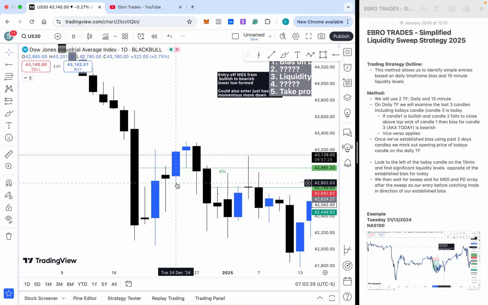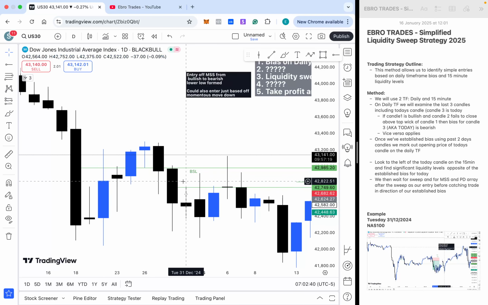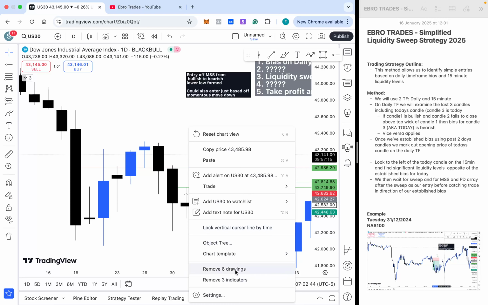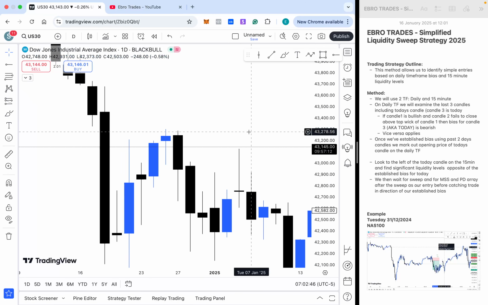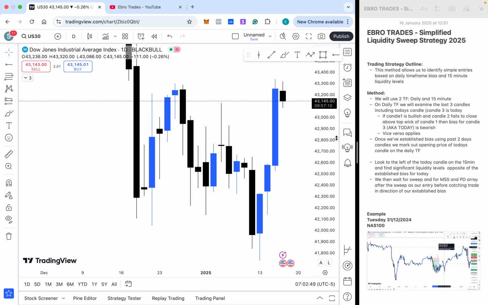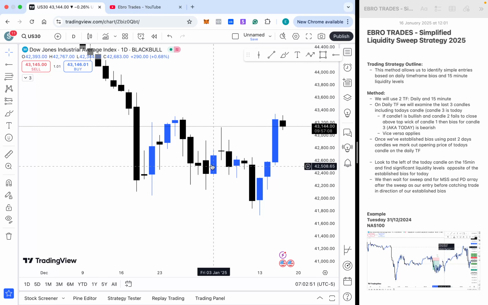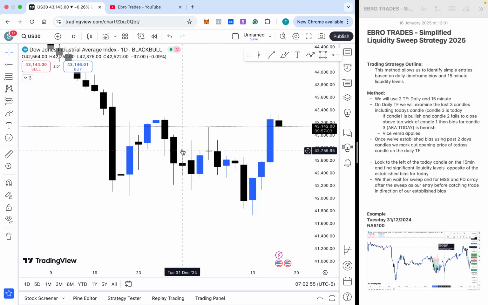All right. By the way, if you're a fast learner, watch this video on 2x speed. So let's get rid of all of our drawings. Okay, we are on the daily time frame. So what's step 1? So for 31st December 2024, this is candle 3, this is candle 2, this is candle 1. Candle 1 is bearish. Candle 2 closes below the bottom of candle 1. Therefore, our bias for candle 3 is bearish.